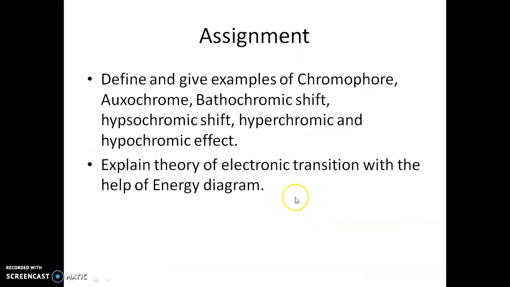So these are the questions for practice. Definitions of these different terminologies, then the theory of electronic transition.